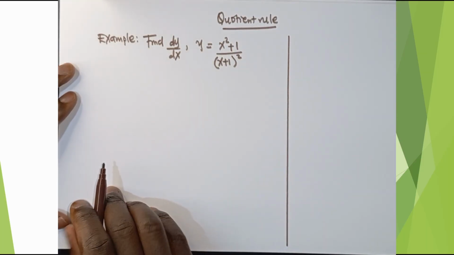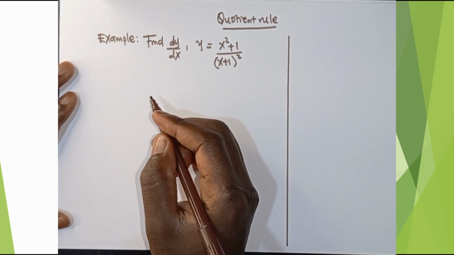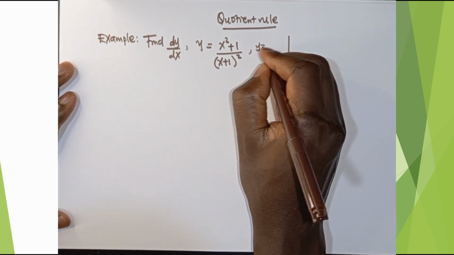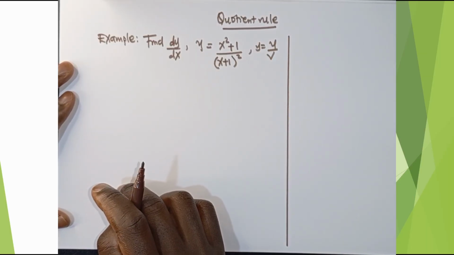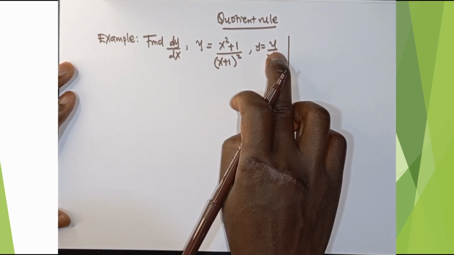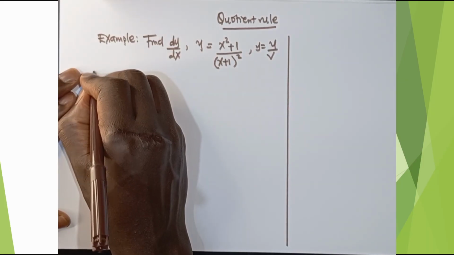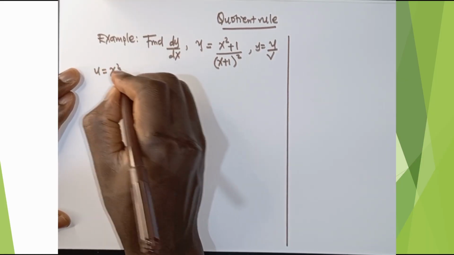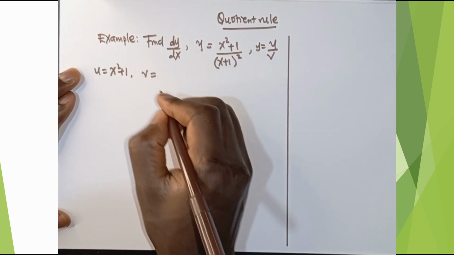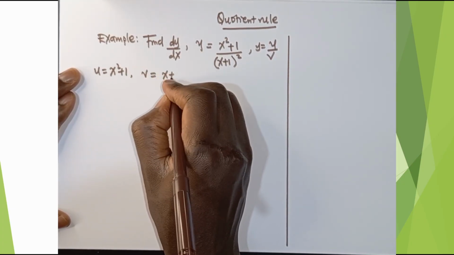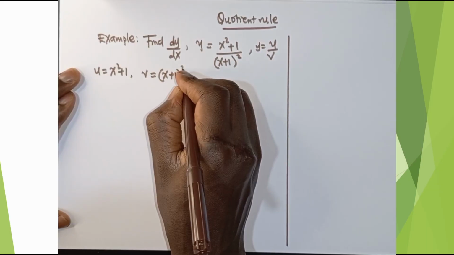We come and say, who is our u? Who is our v? So remember, y has to be u over v for the quotient rule. So our u is what is up, so our u is x squared plus 1. And then our v is x plus 1, everything squared.